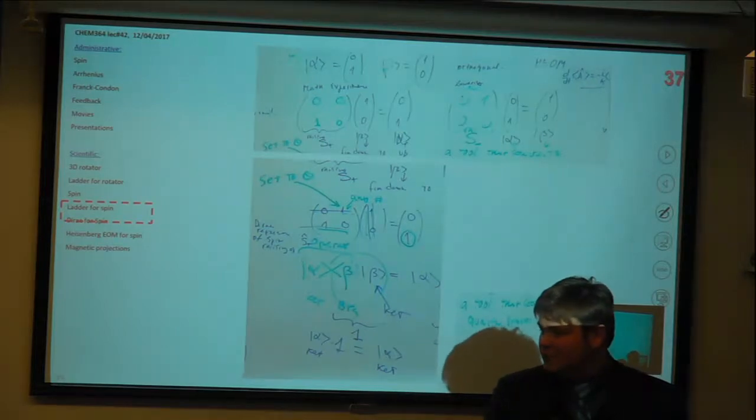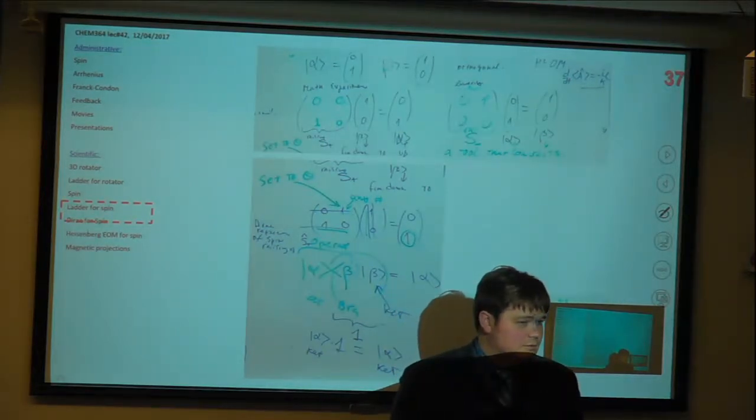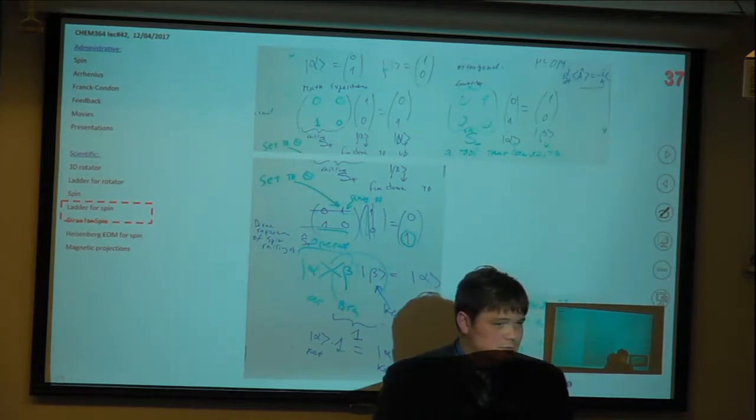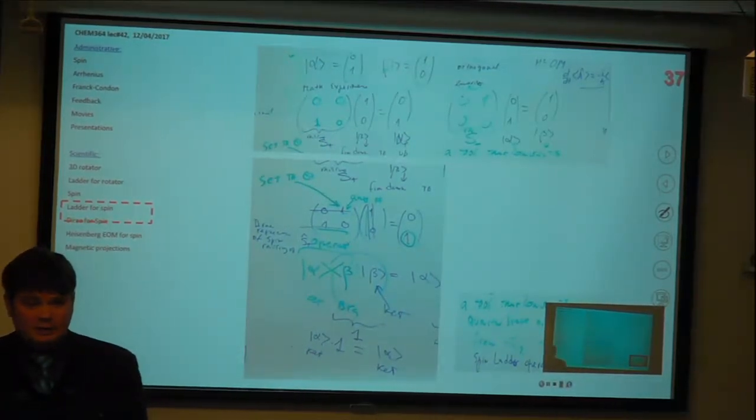How does this information prompt us to set up a Hamiltonian? It means that the Hamiltonian is typically diagonal, right?